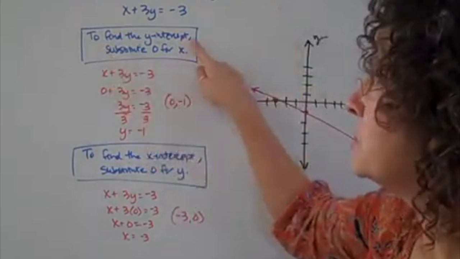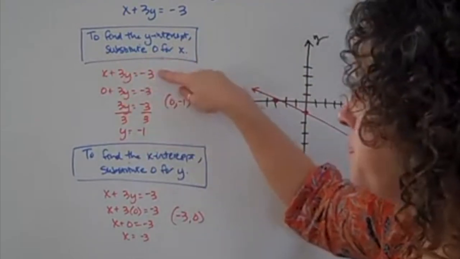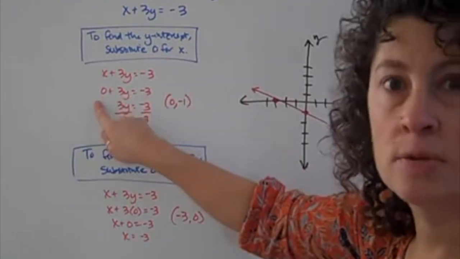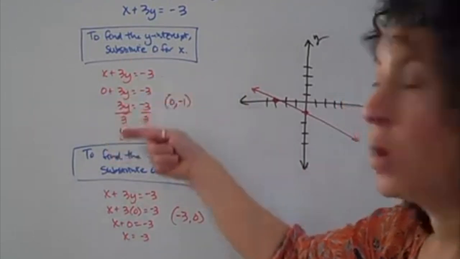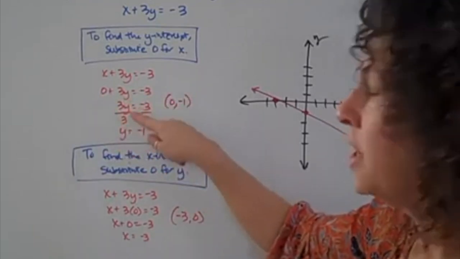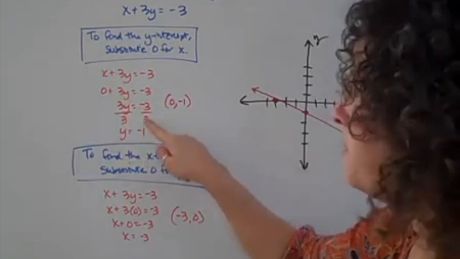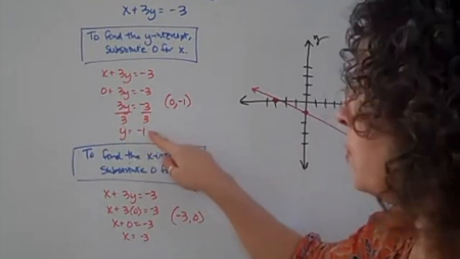To find the y-intercept, substitute 0 for x. So here's my equation. I'm going to take out the x and put 0 in there. Then I'm going to do my work to get the y by itself, because you'll notice the x is gone now. So I end up with 3y equals negative 3. I'm going to get the y by itself by dividing both sides by 3. I end up with y equals negative 1.